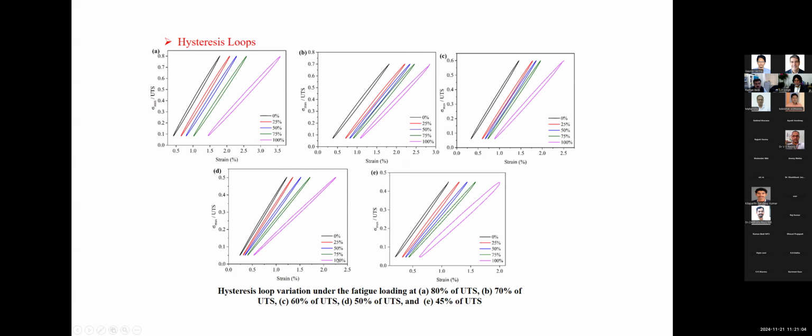Then near to the failure, almost 100%. In between, 25% and 75%. What is observed is that there are 2 observations. Can anyone tell me what do we observe in any of these figures? What is happening to the hysteresis loops? The black one is the first cycle of loading. The purple one is maybe the last cycle of loading.